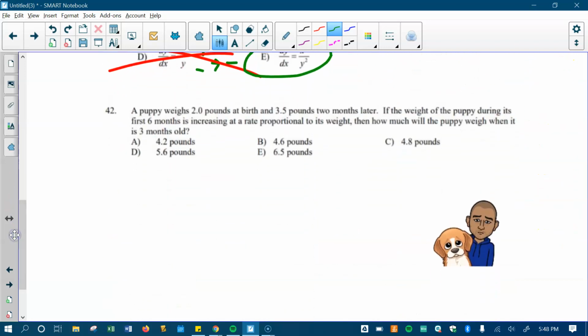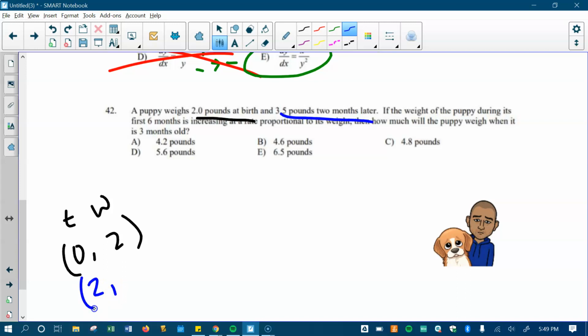For number 42, a puppy weighs 2 pounds at birth. Oh, that's a data point. 2 pounds at birth means that at time 0, I have 2 pounds, which is going to be my weight. And 3.5 pounds 2 months later. Okay, so in 2 months, I have 3.5 pounds.